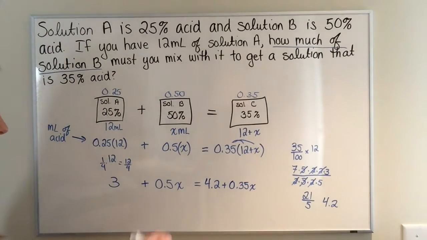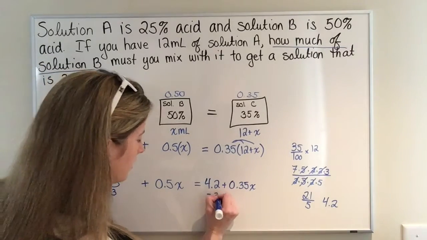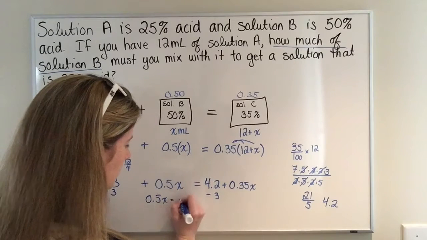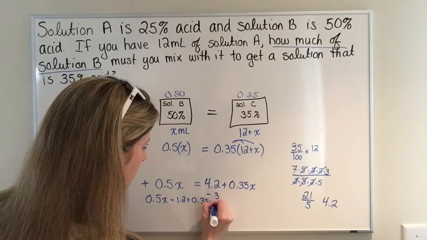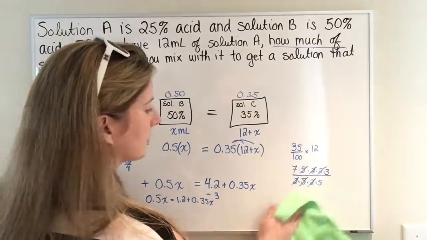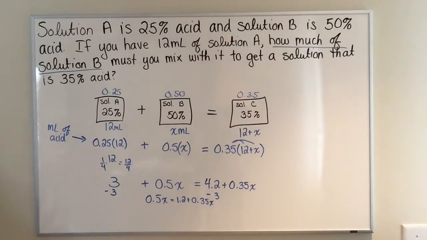So then what we'll do is, let's keep everything positive. So I'm going to subtract the 3 from both sides. So I end up with 0.5x equals 1.2 plus 0.35x. Okay, and I'm running out of a little bit of room here, so I am going to erase this right here, so that I can move up there if necessary.